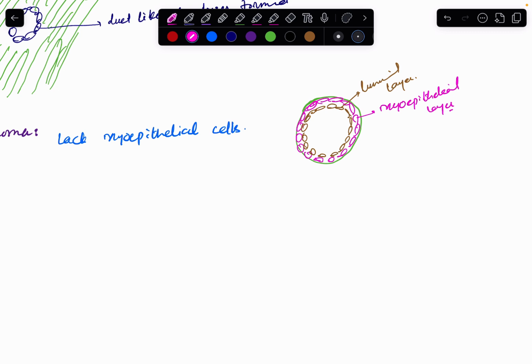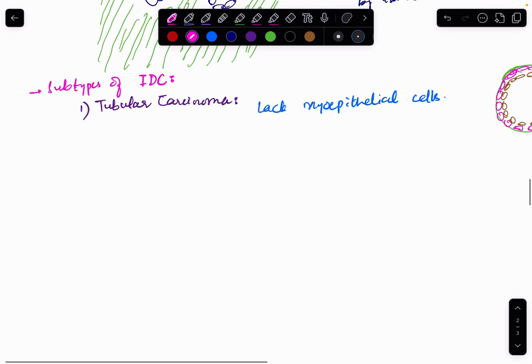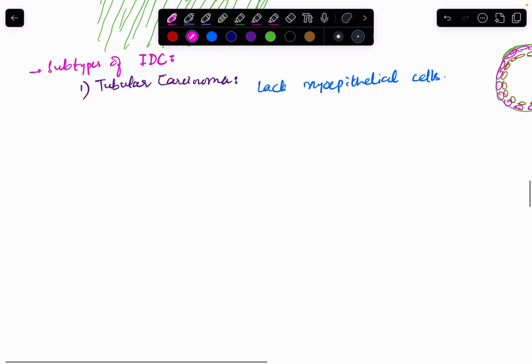So in tubular carcinoma, what you are going to see is that there are duct-like structures, but they lack myoepithelial layer. Myoepithelial layer that was responsible to propel the milk forward, they are absent in these type of tumor cells, in these type of duct-like structures that are formed by the tumor cells. So this is what you are going to see in this particular subtype.